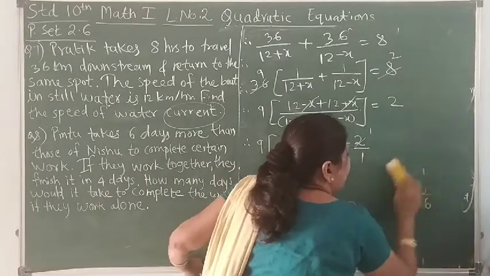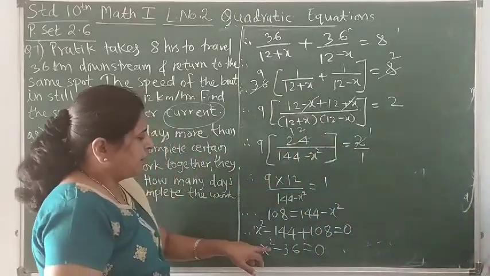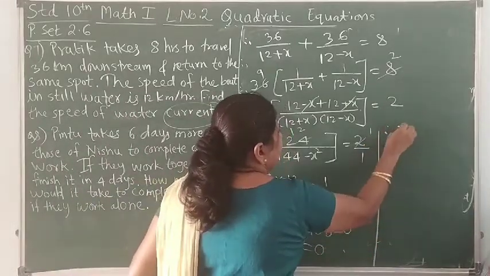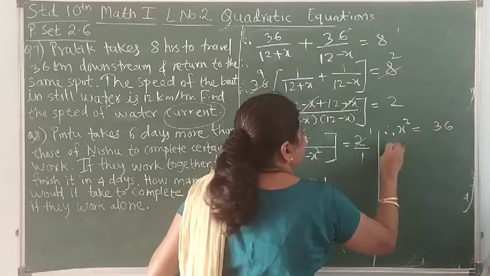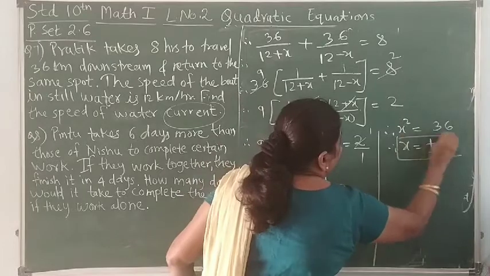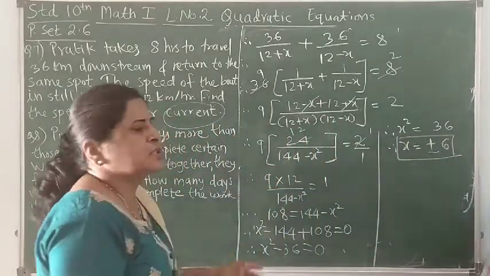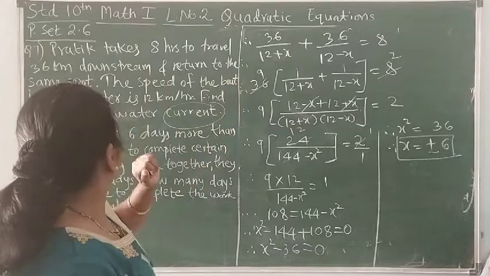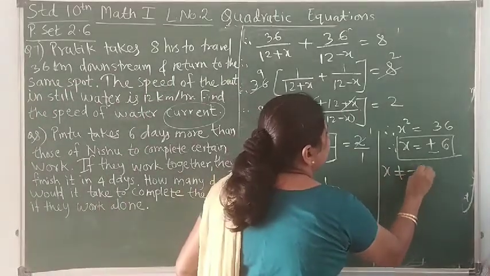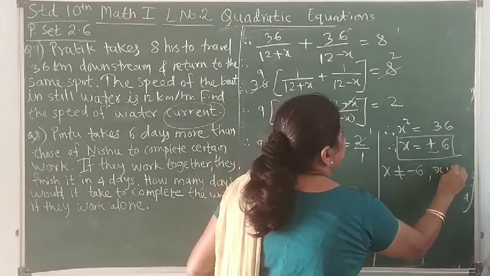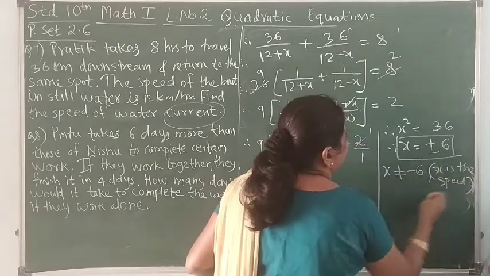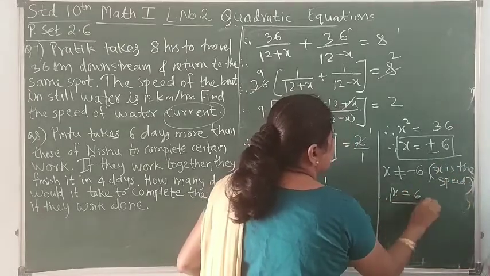Now how to solve and get the value of x? It's very simple. If x squared minus 36 is equal to 0, therefore x squared is equal to 36, and therefore x is equal to, taking the square root, plus or minus 6. So we have got these two values, x is equal to either plus 6 or minus 6. But as x is the speed of the current, it cannot be negative. Now x cannot be minus 6, as x is the speed of current, and therefore x is equal to 6.